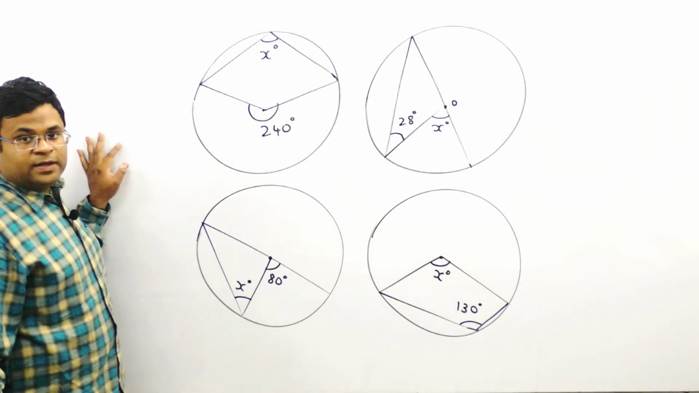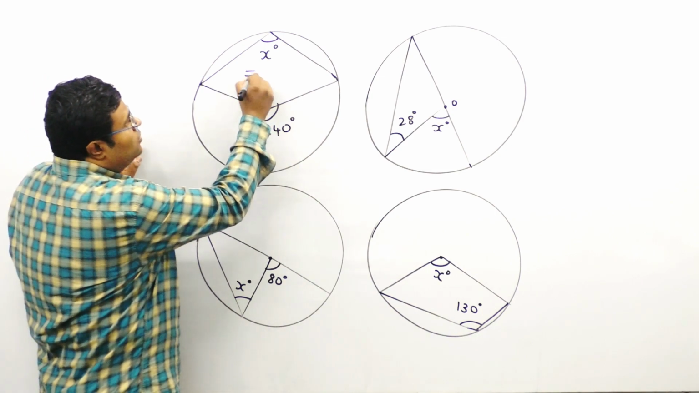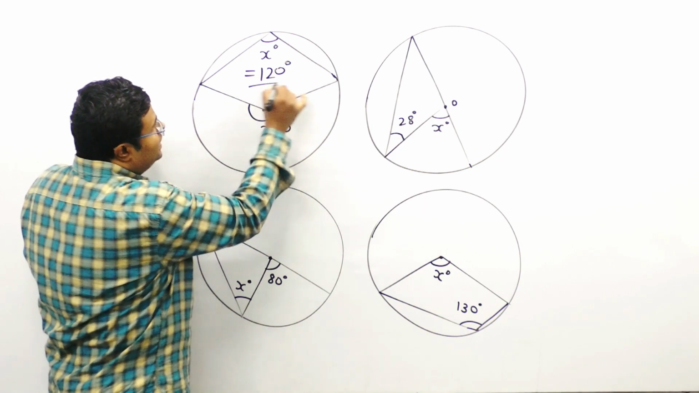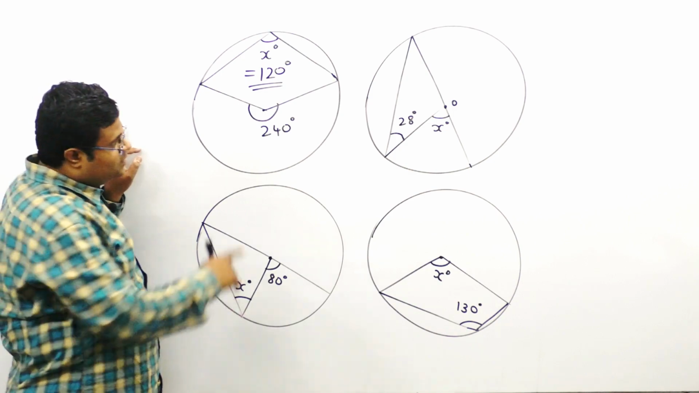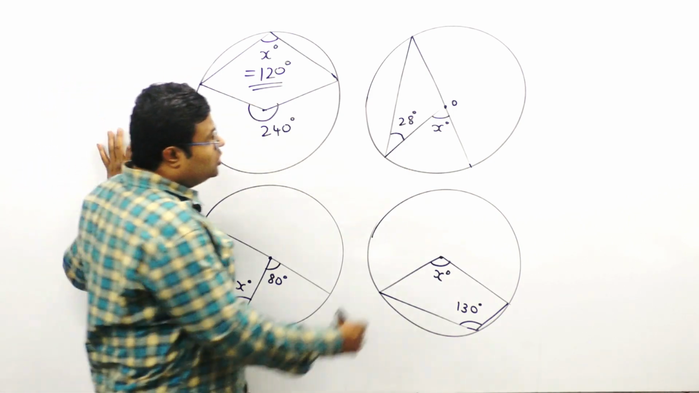Let's have a look here. This is 240. So what will be the value of x? 120. Very good. Angle subtended at the circumference will be half. This is center 240, circumference will be 120. It should not go wrong.